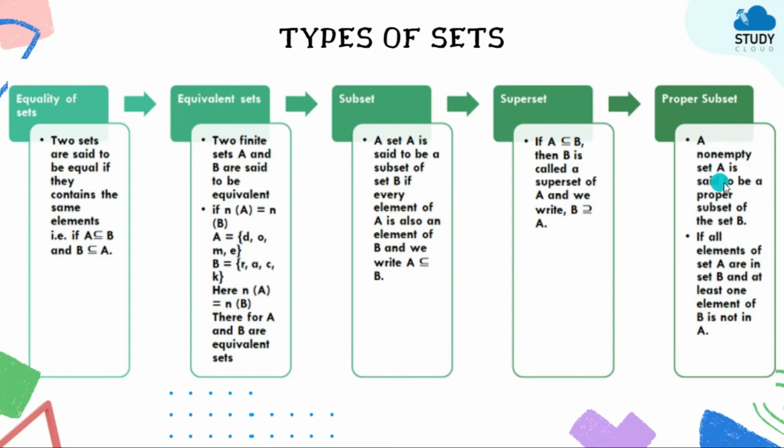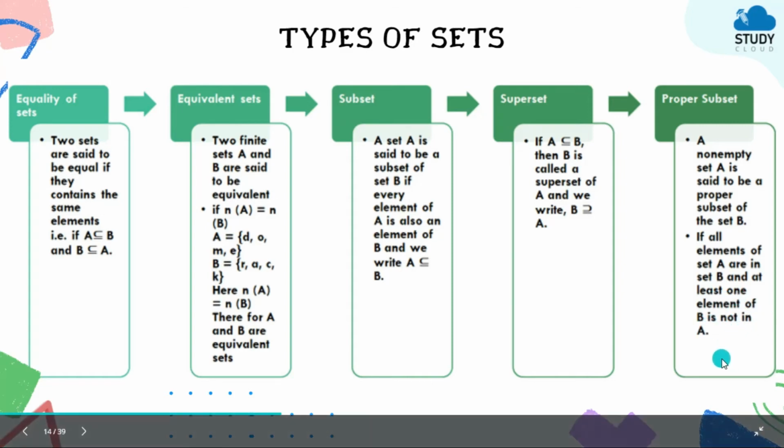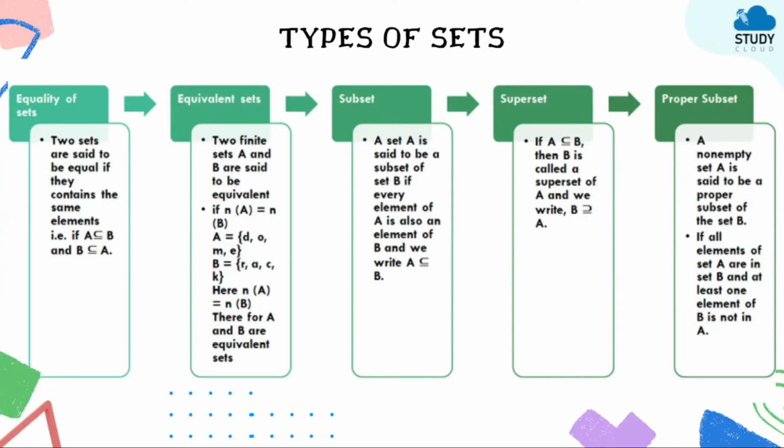A non-empty set A is said to be a proper subset of the set B if all elements of A are in the set B and at least one element of B is not in A. Let's take one example and understand. If A has some values like 2, 4, 6, and B has 2, 4, 6, 8. So here every element of A is an element of B. But A is not equal to B. Why? Because the number of elements is not equal here. But A is a proper subset of B, as all the values of A are there in B.